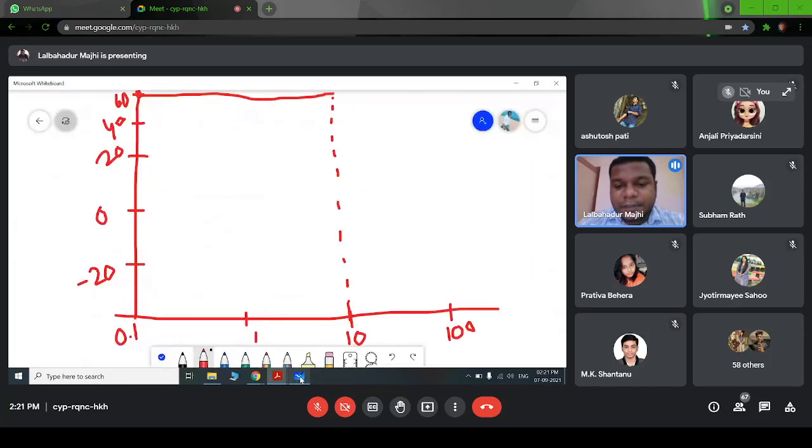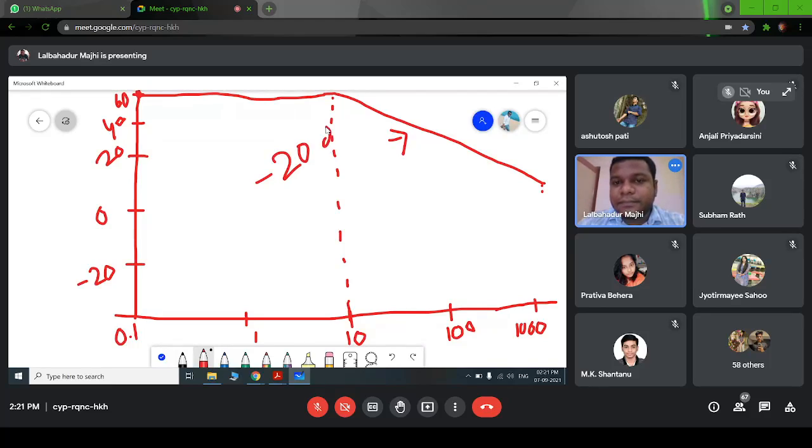So the first corner frequency is 10, and the next one is 1000. Okay, this is 1000. So up to the next corner frequency, we have to draw a minus 20 dB per decade line. Okay, so this will be our minus 20 dB per decade, the slope from the first corner frequency to the next corner frequency.